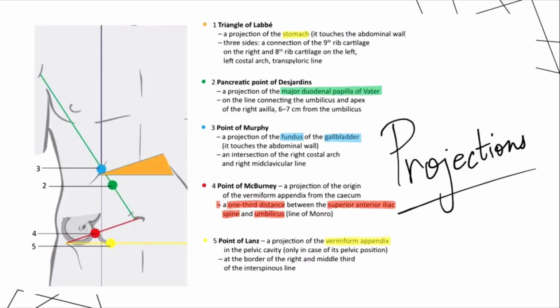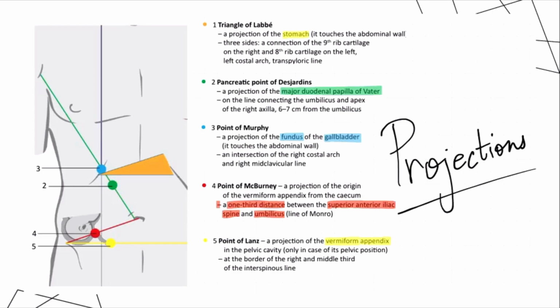Now the infamous projections. If you see the orange triangle right there, that is your triangle of Labbé. It's a projection of your stomach. So again, a good way to describe where the stomach is located. It's basically going to be a connection of the 9th rib cartilage on the right and the 8th rib cartilage on the left. But you don't have to remember it like that. Whatever way you choose to remember it is fine.